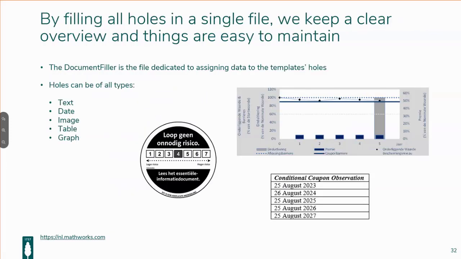So by filling all holes in a single file, we actually keep a clear overview, and things are really easy to maintain. The document filler is the actual dedicated file to assign the data to the template holes, and also do all the formatting to these holes. So you can think of hole types that can be, for example, images, but it can also be graphs and tables. And if at a later stage you would like to adjust the formatting, then it comes in really handy that you have all these formatting methods in one single file, which is the document filler in our case.